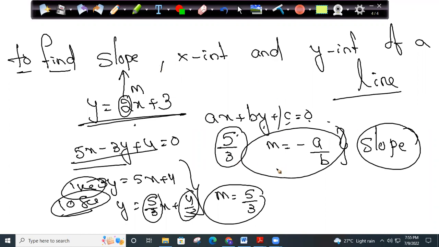Slope of a line is minus a by b. Now, what is the x-intercept of this line? What is the meaning of x-intercept? I just need to plug in y equal to 0. So just plug in y equal to 0. You'll get the x-intercept as minus 3 by 2. So your x-intercept is minus 3 by 2.